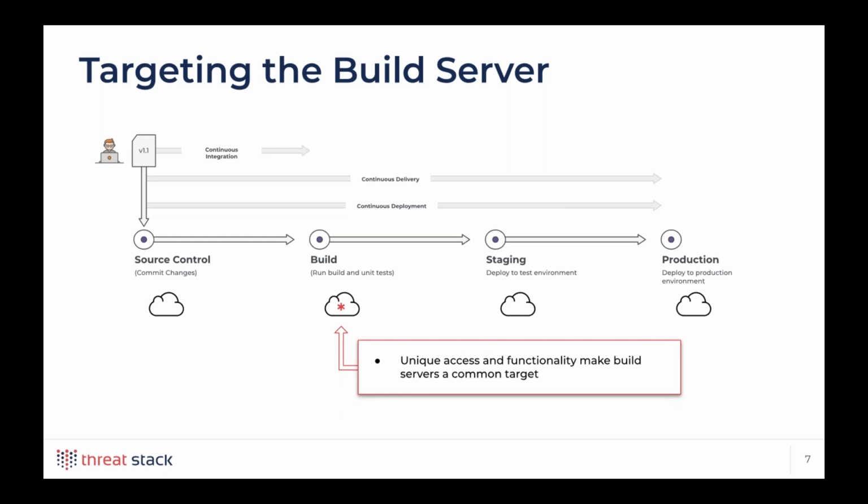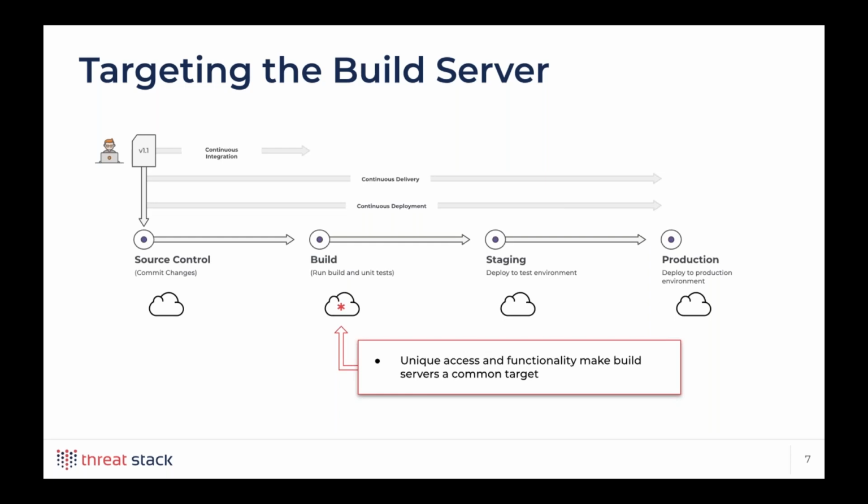It turns out that the build server, like Jenkins, runs on Linux largely. It has a runtime component to it. And the very nature of the build server makes it a pretty unique access point, and it has functionality that makes it very interesting to attackers. So it's a common target. And there are many ways to get access to a build server.